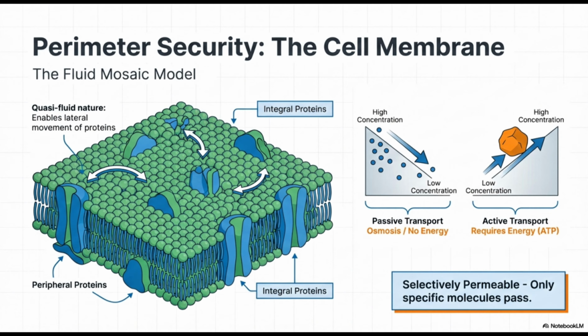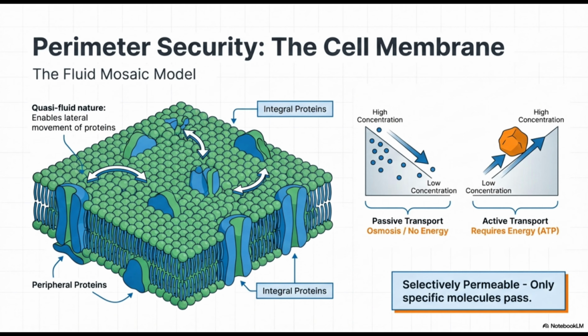Transport happens in two ways. Passive transport happens without energy, moving from higher concentration to lower concentration. Active transport uses energy, usually ATP, to move substances against the concentration gradient.